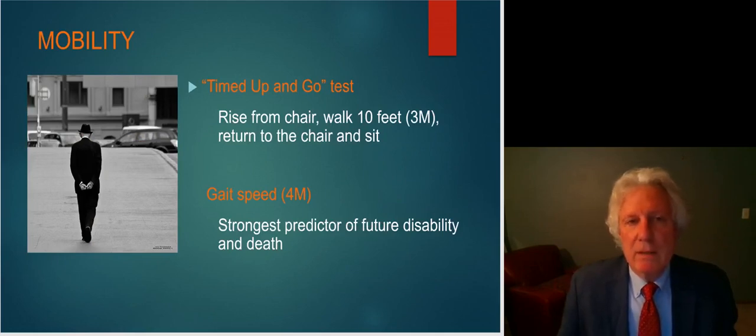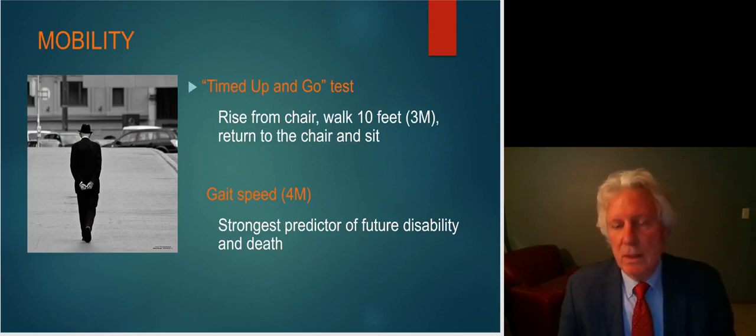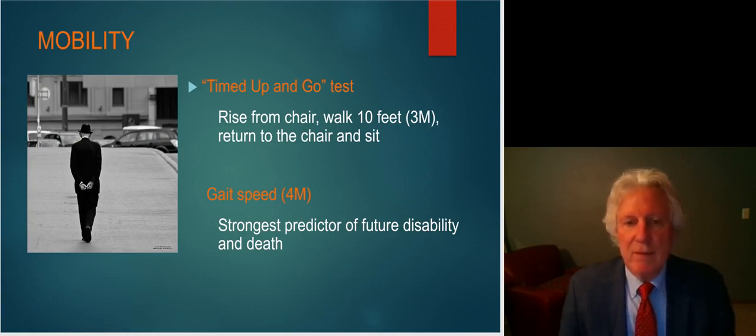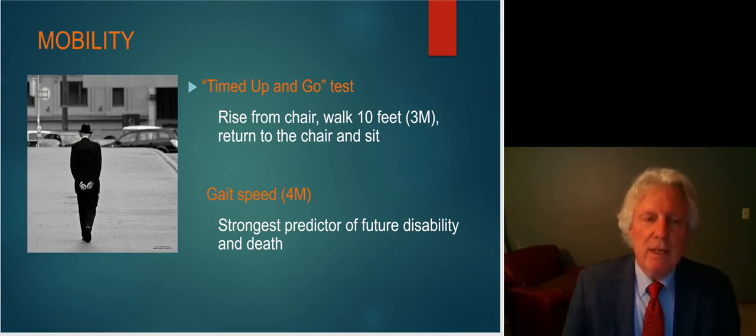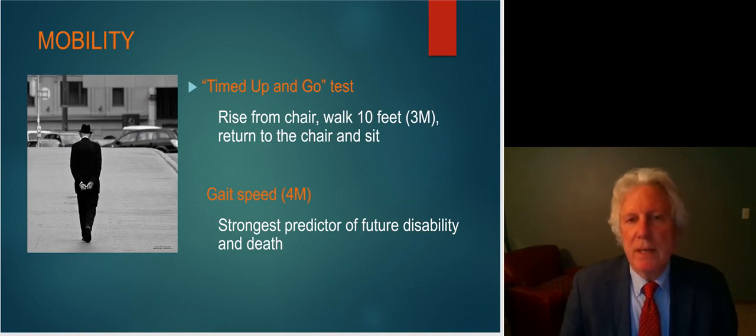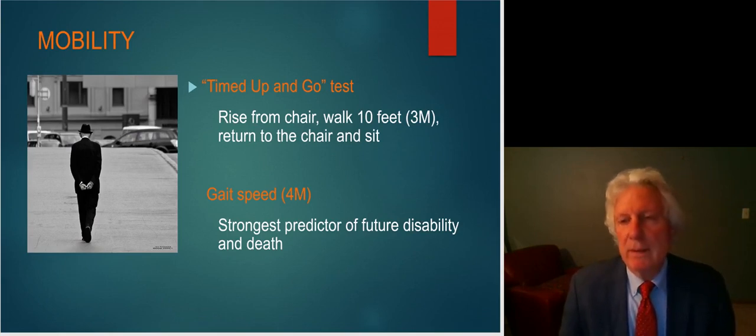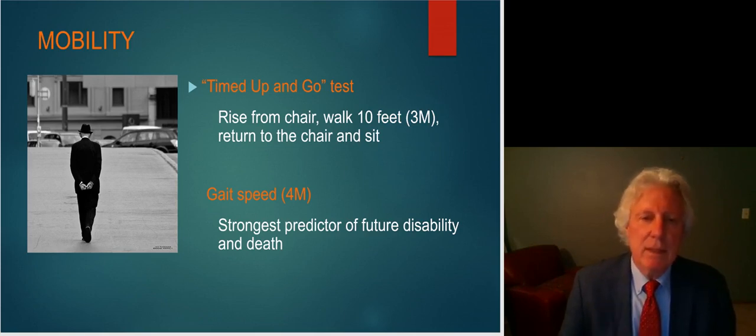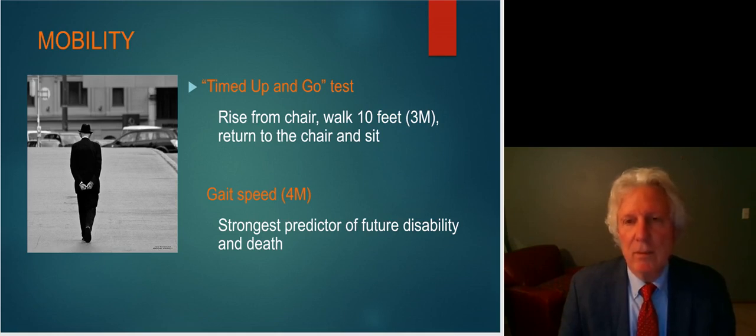We also like to assess mobility. This is really huge. Most people, when they ask if they have a geriatric program, they say, how do you assess mobility? And they say, oh, we do the timed up and go test, or the TUG. So basically that's a test where you get up from a chair, you walk 10 feet or 3 meters, and you return to the chair and sit. And if it's more than 15 seconds, that's considered abnormal and would represent somebody who has a mobility impairment and is likely to have a future fall.